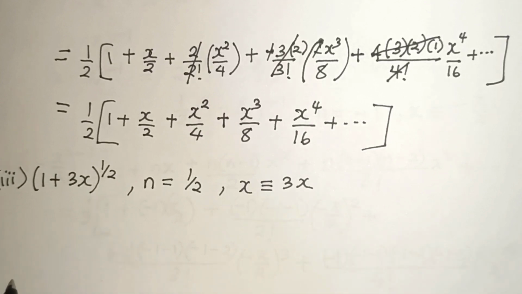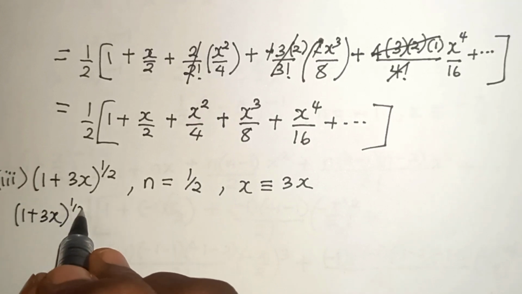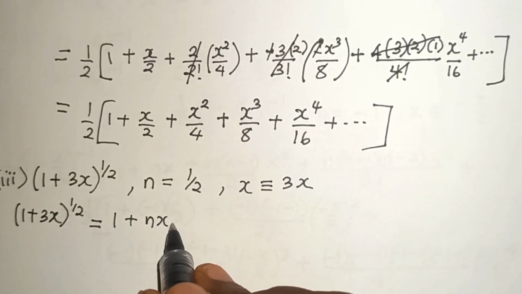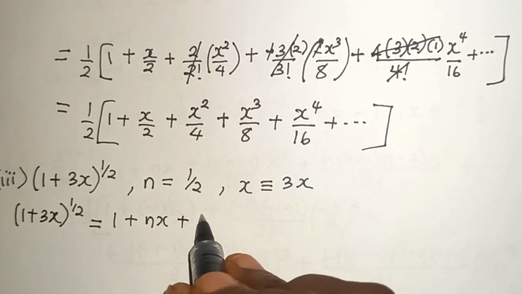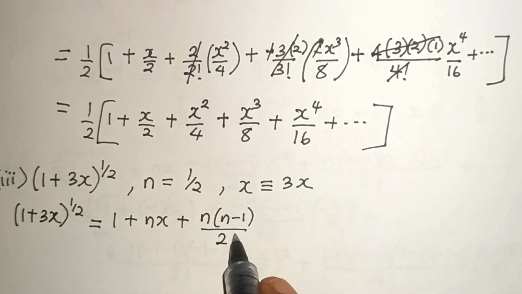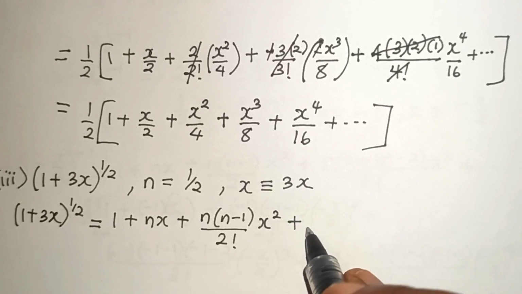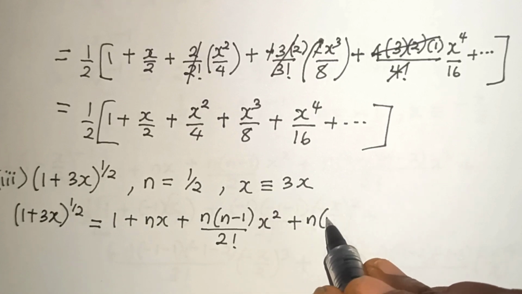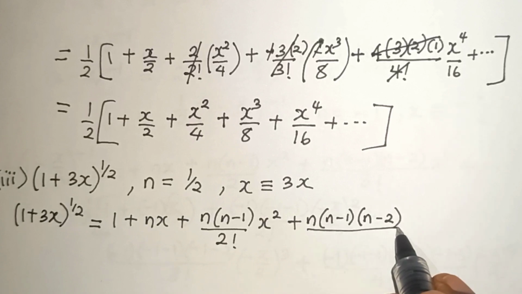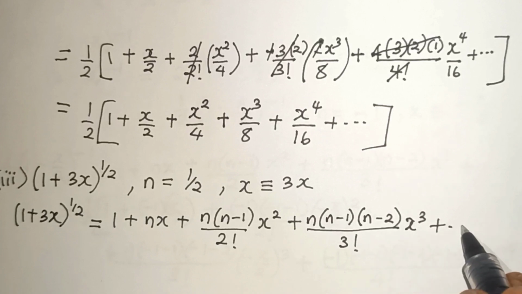So the expansion will be 1 plus 3x to power half is equal to 1 plus n times x plus n into n minus 1 over 2 factorial multiplied by x squared plus n into n minus 1, n minus 2 over 3 factorial times x cubed and so on.